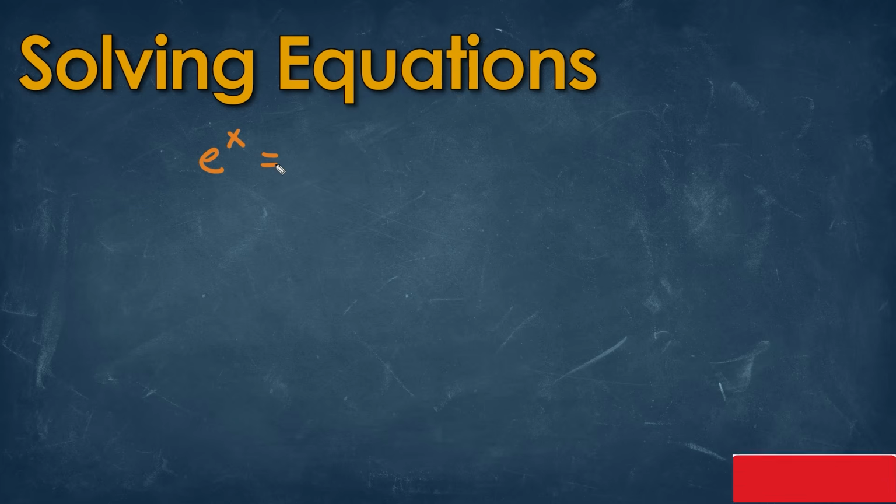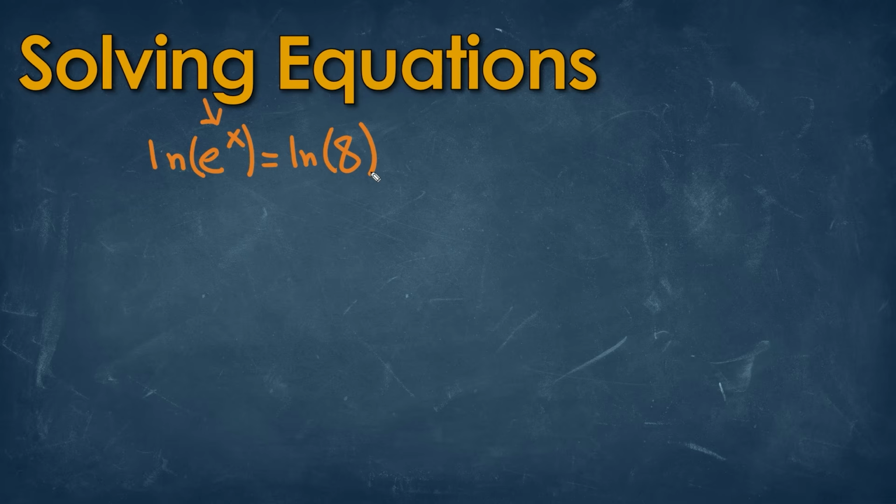So say we had that e to the x is equal to 8. We would want to solve for x by itself, so what we would end up doing is taking the natural log on this side. And if we take it on that side, it means that we have to take it on the other side as well. Since natural log and e are inverse functions, they cancel each other out, and we would be left with x is equal to natural log of 8.